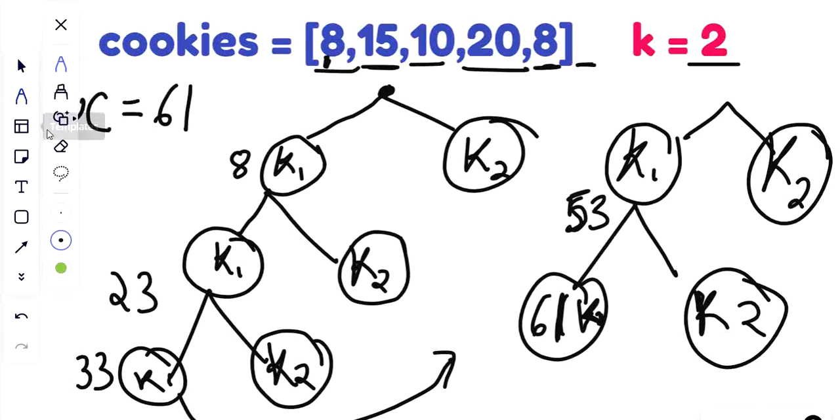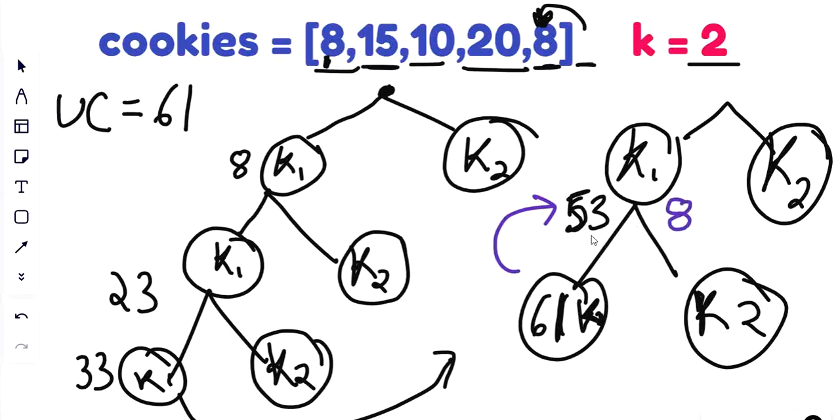Now what I will do is backtrack. So how am I going to backtrack? Now I am going back. Now I will again go back to this bag, and I said previously I gave this bag to make 61. Now what I am going to do is subtract this bag from 61 and give it to kid 2. So what will be the case? 53 and 8, right? This will be the unfairness count.